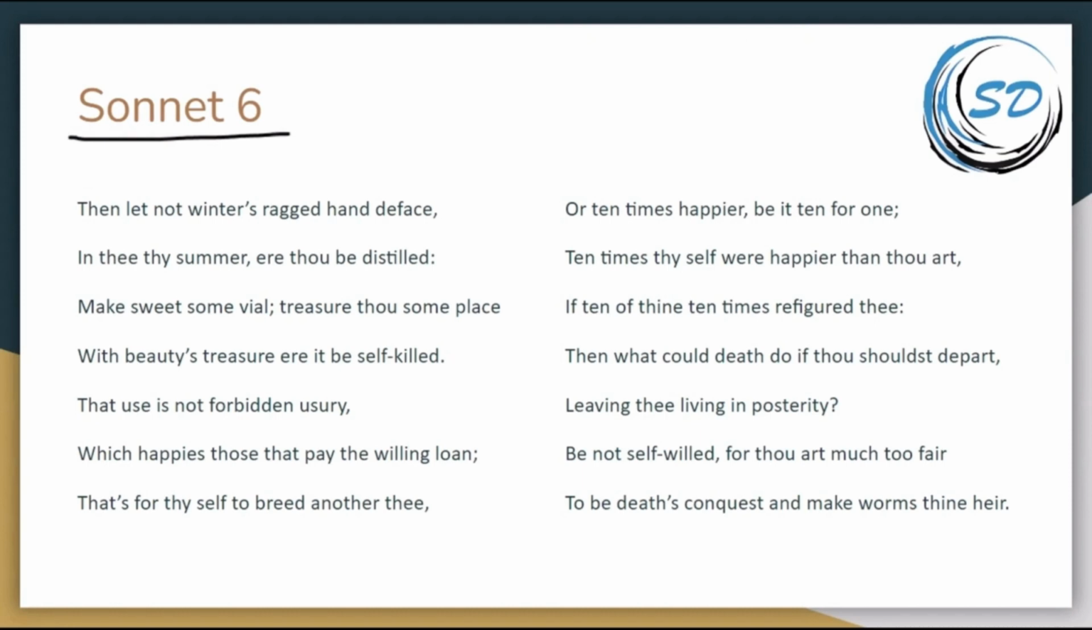First, I will read the sonnet for you, and then give you a quick overview. Once that's done, we can dive into a line-by-line breakdown.